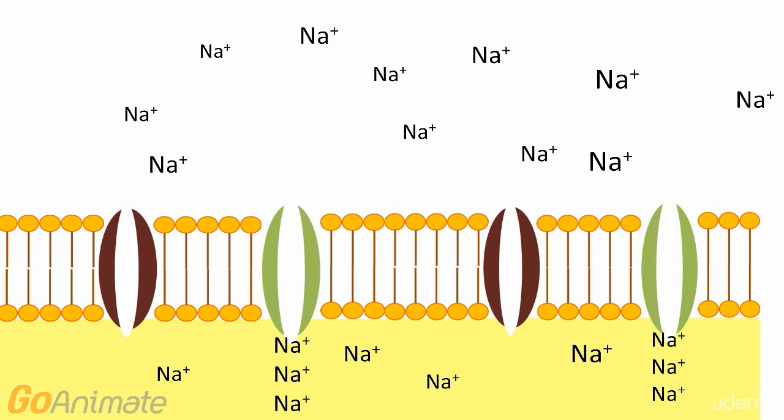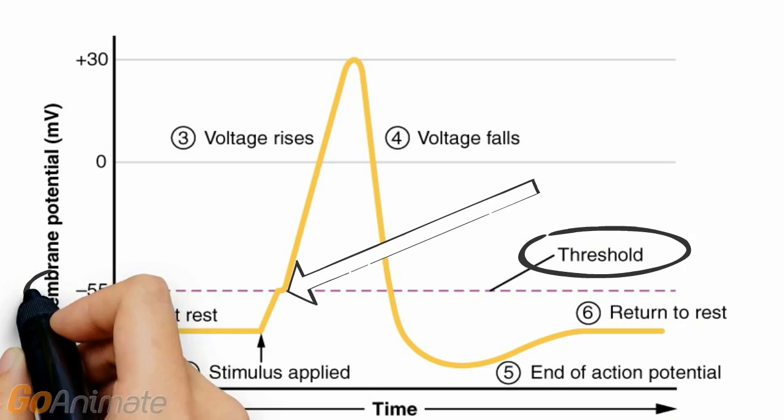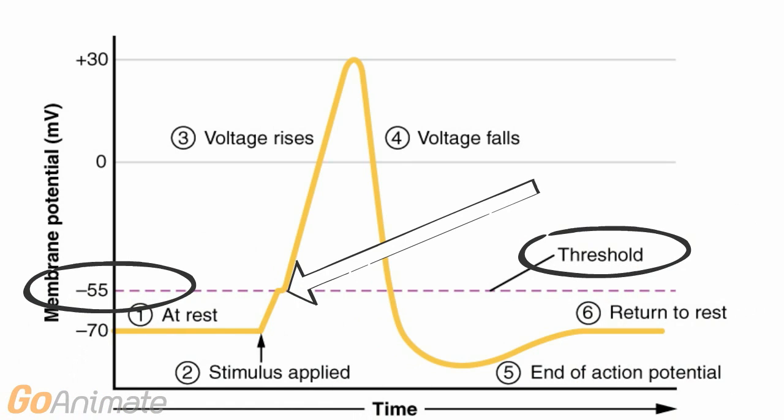When the neuron is stimulated by a neurotransmitter, voltage-gated sodium channels open, allowing sodium to move into the cell. We say the neuron is depolarizing. The membrane is becoming less negative as positively charged sodium moves into the neuron. This continues until the voltage reaches the threshold, which for neurons is about -55 millivolts.